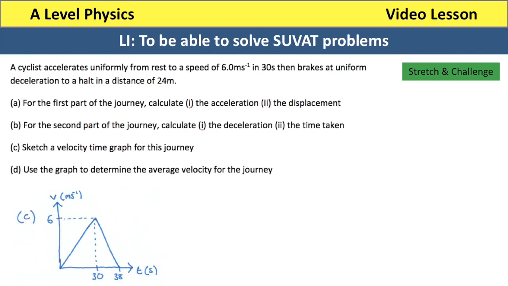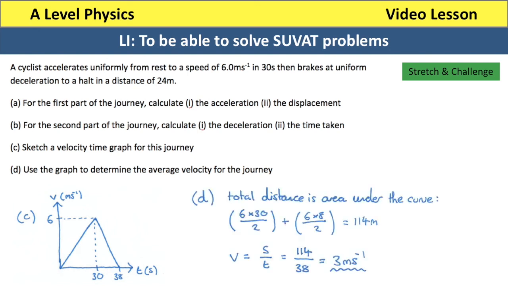And then finally, we want to determine the average velocity for the journey. The average velocity is just the average speed, so we would do the total distance that we've travelled divided by the total time that it has taken. Now, in the first section of the journey, we travelled a distance of 90 metres. We have to add that to the 24 metres that he travelled in the second section. So in total, he went 114 metres. It took, of course, 38 seconds to do that entire thing. So we would do 114 divided by 38 to give us an average velocity of 3 metres per second.